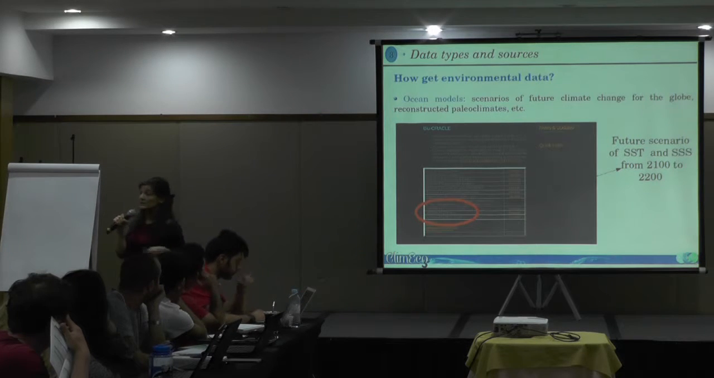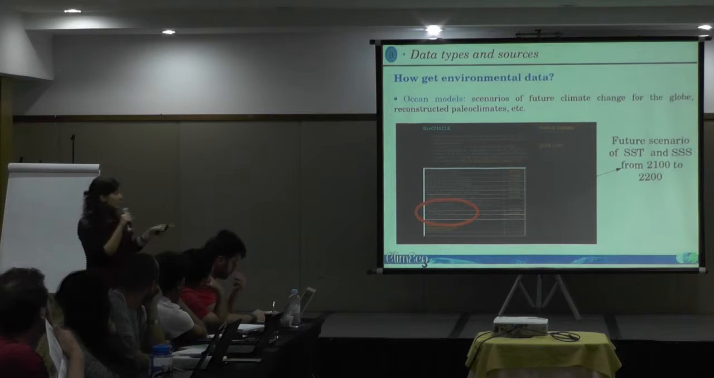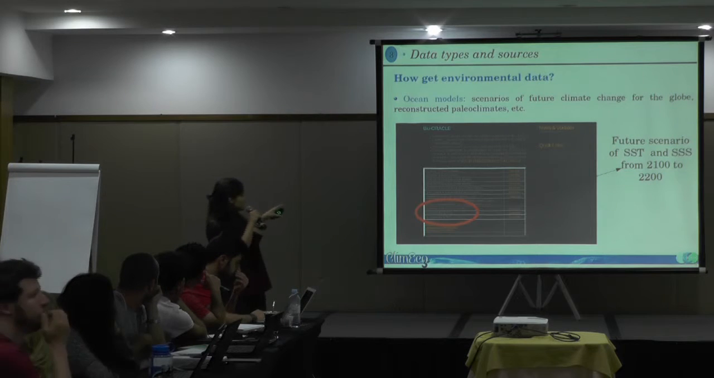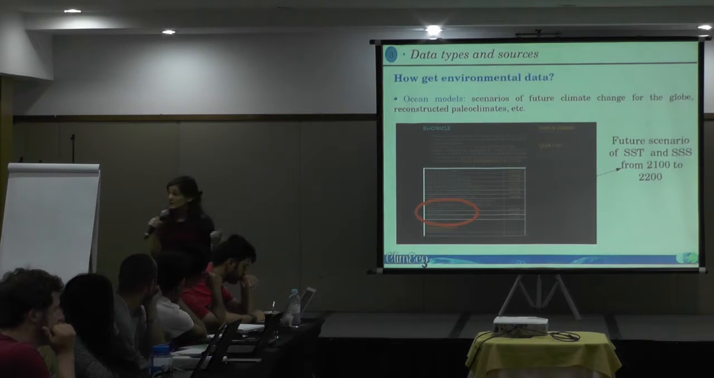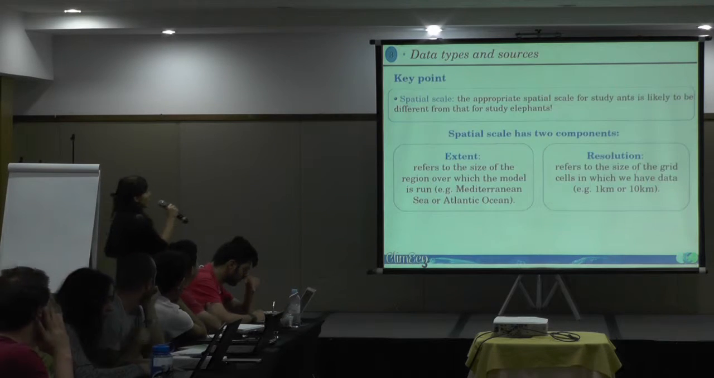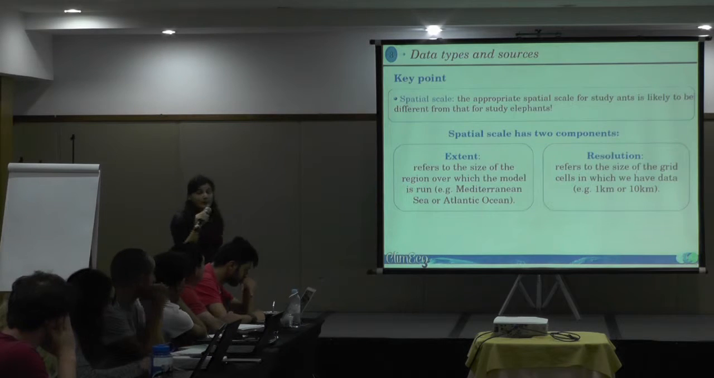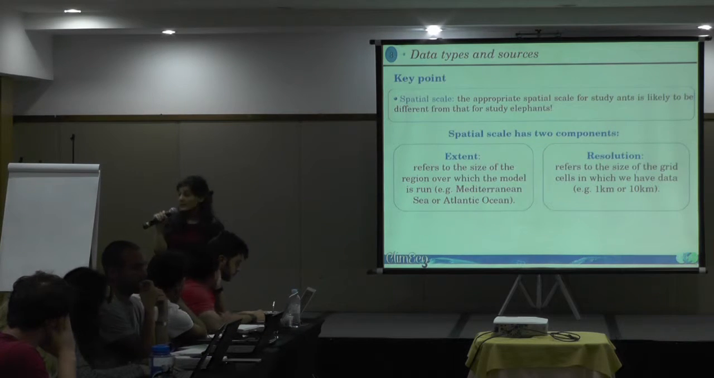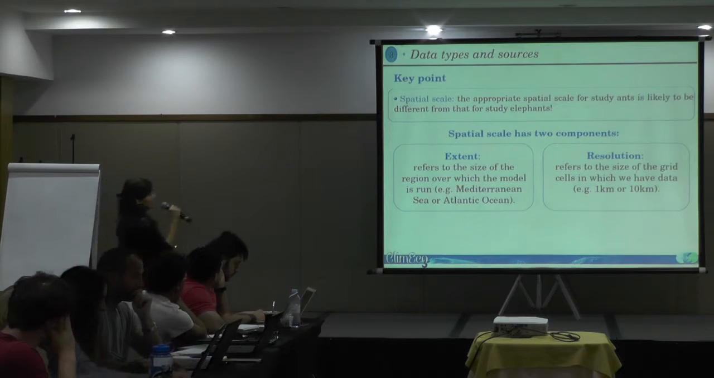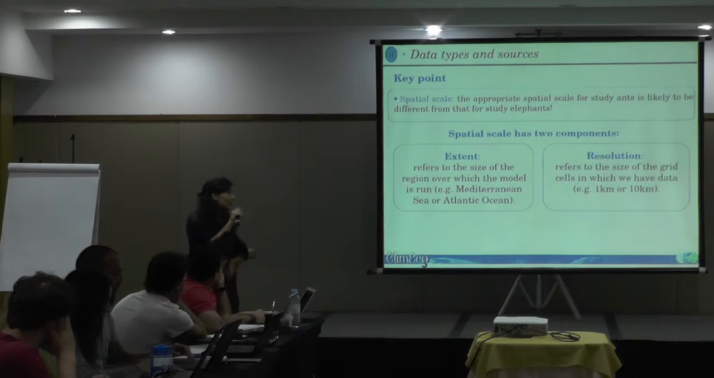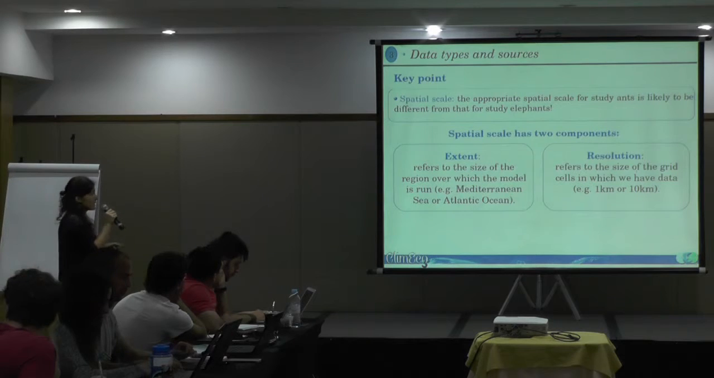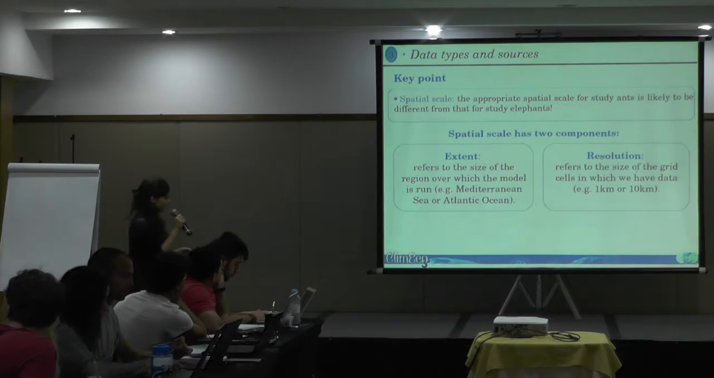If you are interested in understanding the response of species to climate change, for example, you can use this kind of data. It's like a prediction, a projection using an ocean model of the temperature or the salinity. So you can get this data because it's all open access. Okay. And the other key point that you have to remember for the environmental variable is the spatial scale of the environmental variable. As I wrote here, it's not the same if you are going to do a species distribution model for an ant or for an elephant. So you have to pay real attention to the spatial scale of the environmental variable.